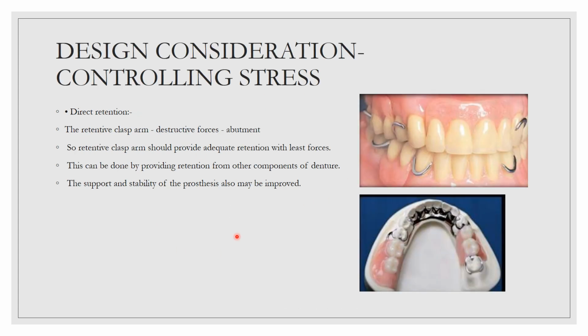Coming to the ways we can manage the stress: design considerations for controlling the stress. We're just going to look at each of the components. First, the direct retention: the retentive clasp, the destructive force, and then the abutment. The retentive clasp arm should provide adequate retention with the least force, not destructive force, or it's going to give more pressure to the abutment. This can be done by providing retention from other components of the denture, guys. So distribute and provide it from the other components. The support and stability of the prosthesis may also be improved.